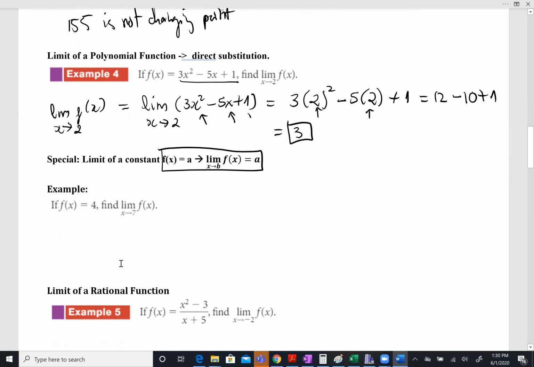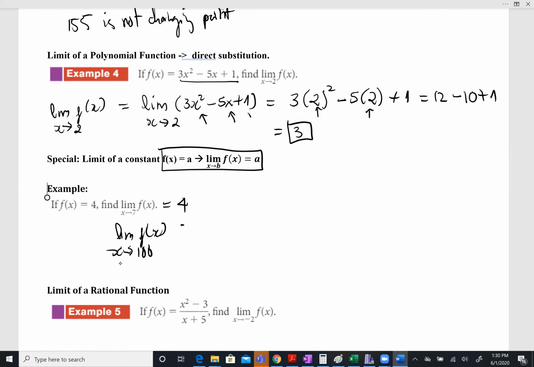For example, if you have f(x) equal to 4, then if I ask you to find the limit of f(x) when x goes to 7, right away you're going to say it equals 4. What about the limit of f(x) when x goes to 100? Still 4, because it stays forever at 4.